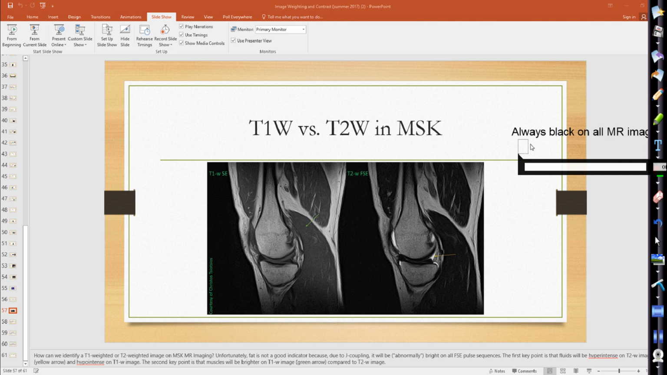On all MR images, there are some structures that are always going to be black. I'm talking about space black, like out here where you're not even imaging. What do you think those structures are? On a T1, a T2, proton density, STIR, diffusion, all these images, these structures are going to be always black. What do you think they are?